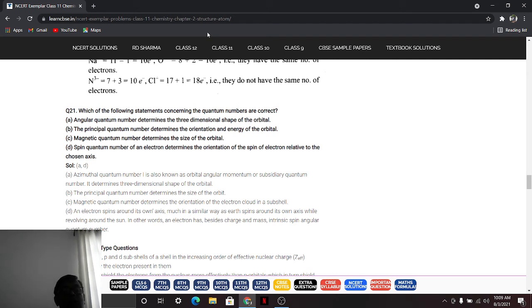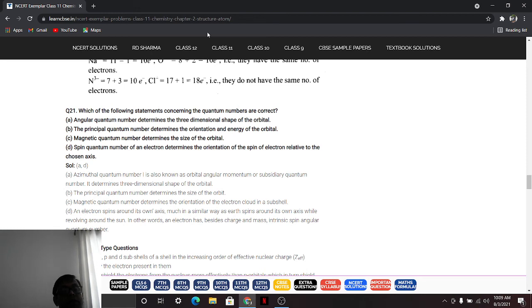Azimuthal quantum number is also known as orbital angular momentum or subsidiary quantum number. It determines the 3-dimensional shape of the orbital. Right? 3-dimensional shape of the orbital. D is correct. An electron spins around its own axis in a similar way as Earth spins around its own axis while revolving around the sun. In other words, an electron has, besides charge and mass, intrinsic spin angular quantum number.